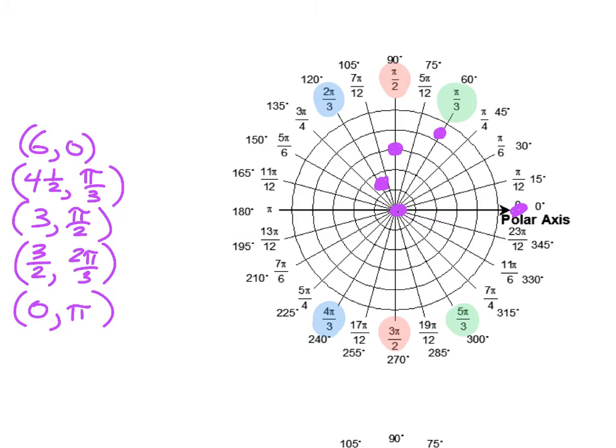We did 1.5 steps towards 2 pi over 3, so let's do 1.5 steps towards 4 pi over 3. We did 3 steps towards pi over 2, so 3 steps towards 3 pi over 2. 4.5 steps towards pi over 3, so 1, 2, 3, 4.5 steps towards 5 pi over 3. And then a nice smooth curve through all of it, and then you have your boom shakalaka moment.